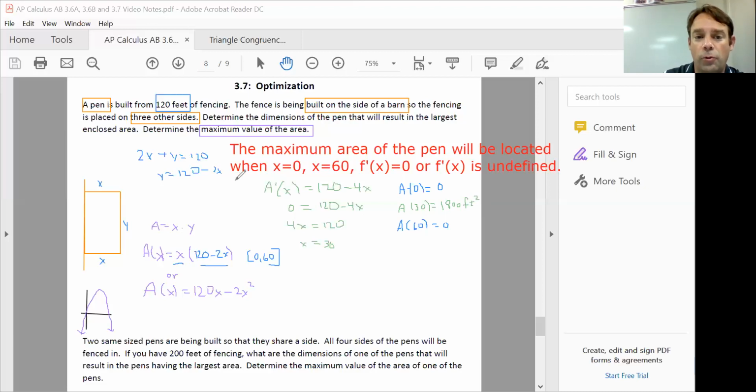And since I asked you for the dimensions, not just the maximum value, I also need to go ahead and figure out what that y value is too. So I'm going to do that real quickly, just so I have it. So y of 30 is 120 minus 2 times 30. That would be 60.